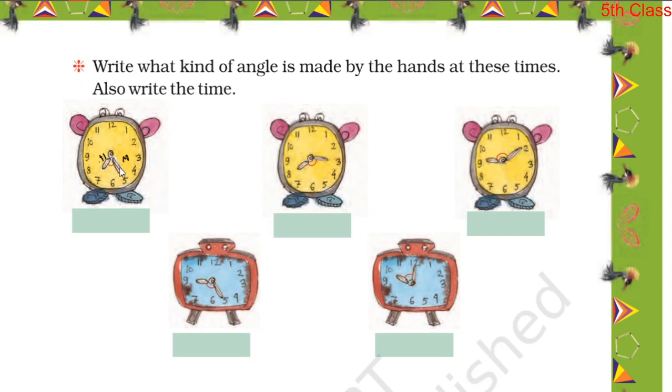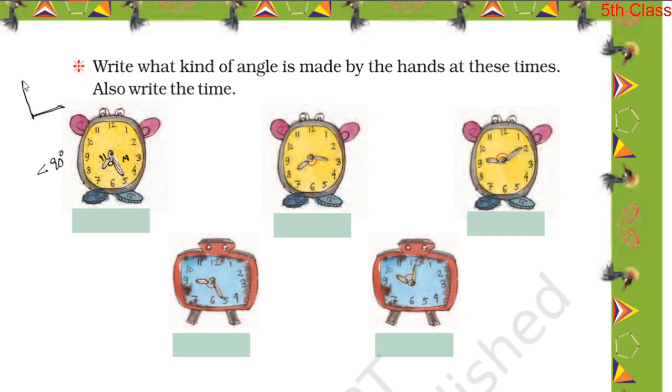Here these 2 hands are meeting at this point. Now what is the angle made here? Is this angle greater than 90 degrees or less than 90 degrees? This angle is less than 90 degrees. Why? Because right angle means, so this is the right angle. This is the right angle.